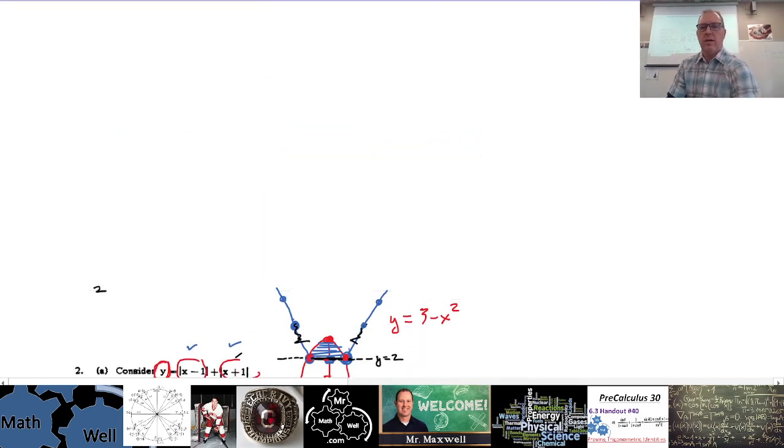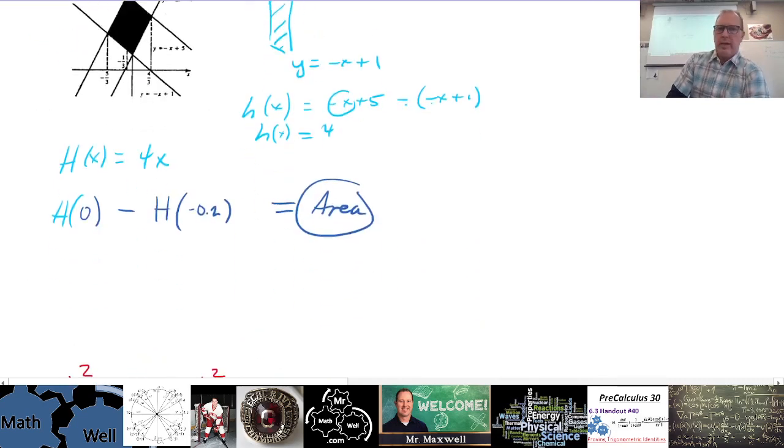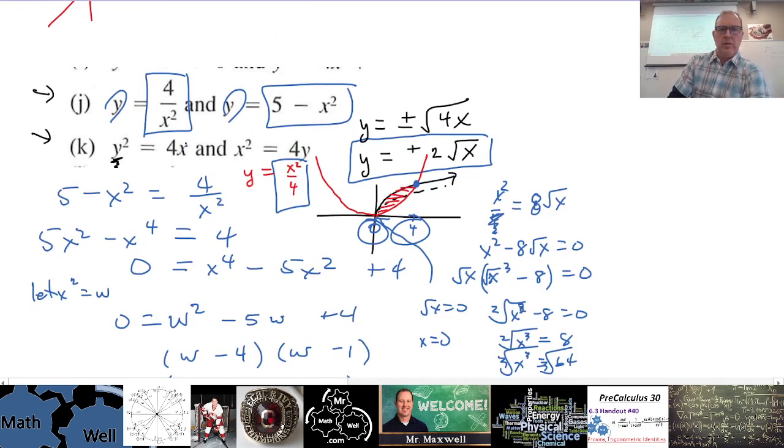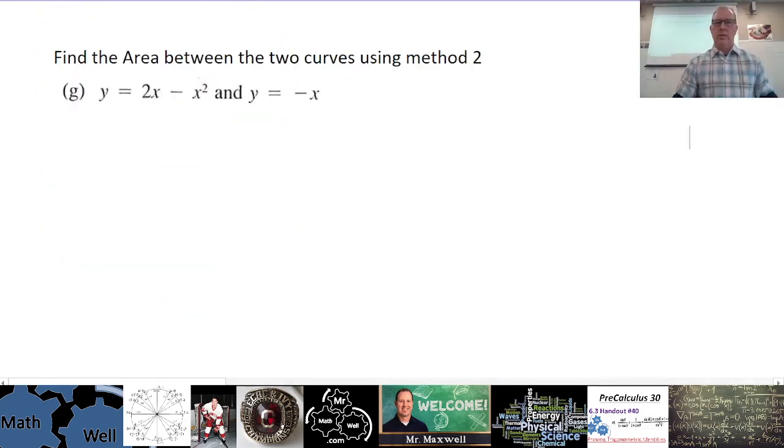All right, let's do some other examples then, and let's see how this can simplify things. All right, some more challenging ones. Oh, well, we can do one like this too. So let's actually just check the textbook real quick. All right, so here's 1G from your assignment. Let's do this one together from scratch using method 2. Find the area between the two curves using method 2.